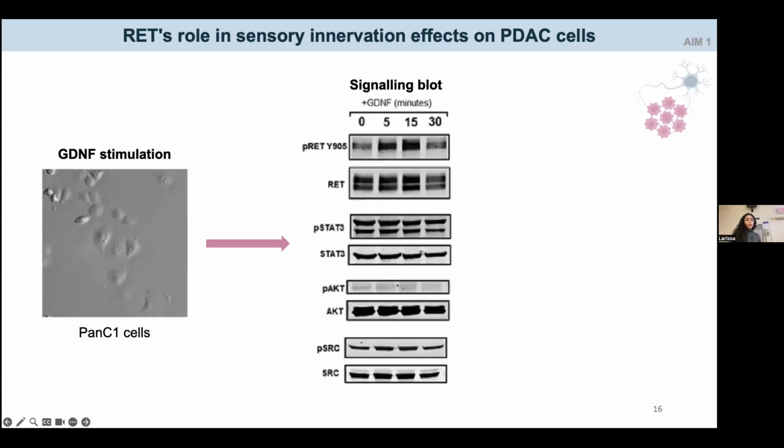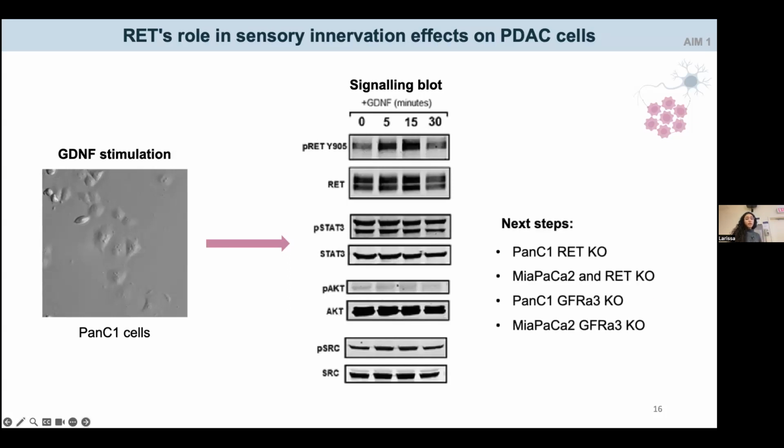Our initial result with PANC1 cells post-treatment with GDNF demonstrated the constitutive activation of RET, leading to the corresponding constitutive activation of downstream pathways, as we anticipated. So moving forward with this aim, our next steps will involve performing signaling blots with all the cell types I mentioned earlier, and that will help us to illustrate how manipulating RET or its co-receptors can impact the downstream pathways.